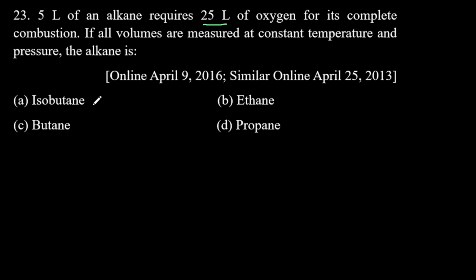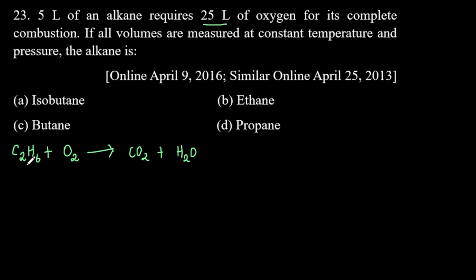So we will find the general equation by seeing the combustion reaction of ethane, C2H6. In combustion, an alkane is going to burn in the presence of oxygen. So plus O2 gives the products of combustion, CO2 plus H2O, and some amount of heat is released. Now we have to balance this equation.